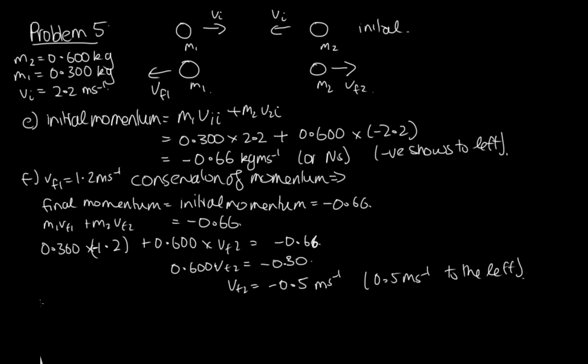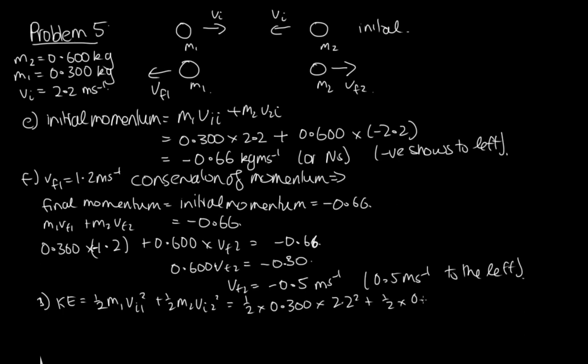And now part G asks us what's the initial kinetic energy. So that is equal to a half m1 v initial 1 squared plus a half m2 v initial 2 squared. So that's a half times 0.300 times 2.2 squared plus a half times 0.600 times 2.2 squared. And solving that one on the calculator, we end up with 2.178, which is 2.2 joules to two significant figures.